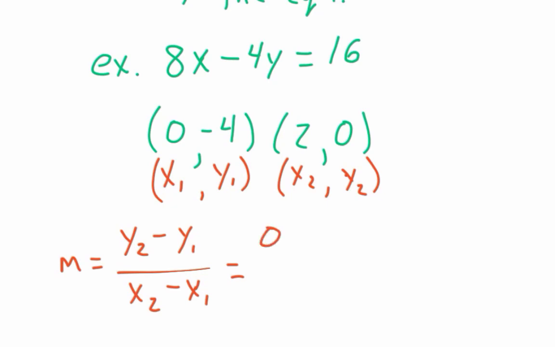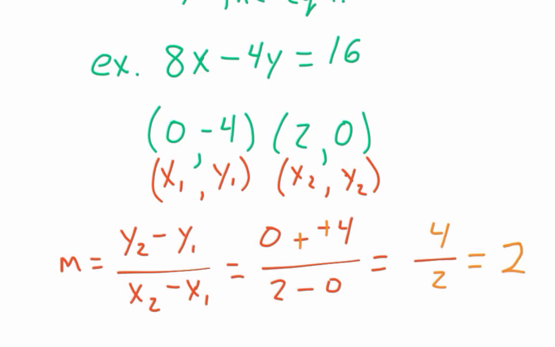So I have 0 for y2 minus a negative 4 over x2, that's a 2, minus x1, that's a 0. So what do I get? The numerator becomes 0 minus a negative 4, which is a positive 4, because when you do minus a negative, it changes into addition. So positive 4 over 2 minus 0, which is 2. And 4 over 2 equals 2. Or 2 over 1, I suppose, for slope, but 2.